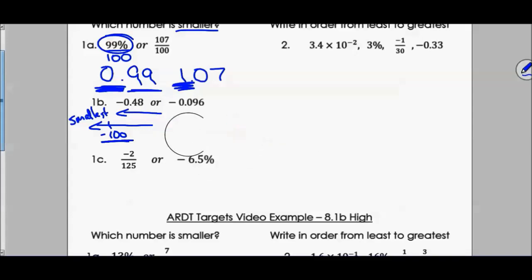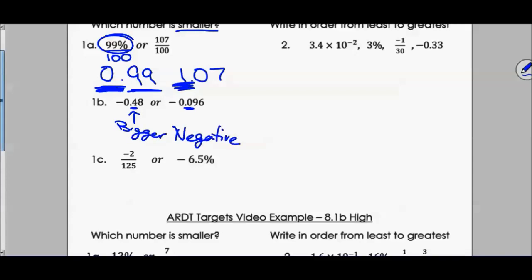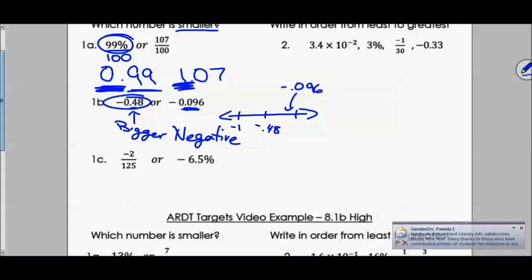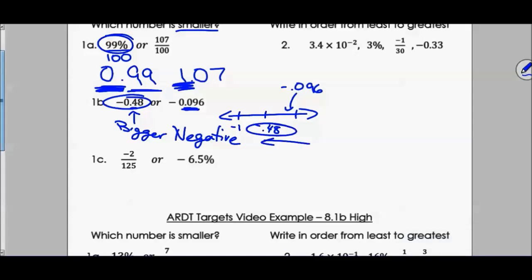Okay? So the biggest negative, here we're going to compare that first decimal place, 4 compared to 0. That's the bigger negative number. So on a number line, it's really the smaller of the 2 numbers. That's our small number. That's about negative 1/2. So we have negative 1, negative 1/2, or negative 0.48. This is very close to 0. That would be about there, negative 0.096. All right, so we're really thinking about these on a number line. The smallest number is the farthest to the left. In this case, that's that negative 0.48.